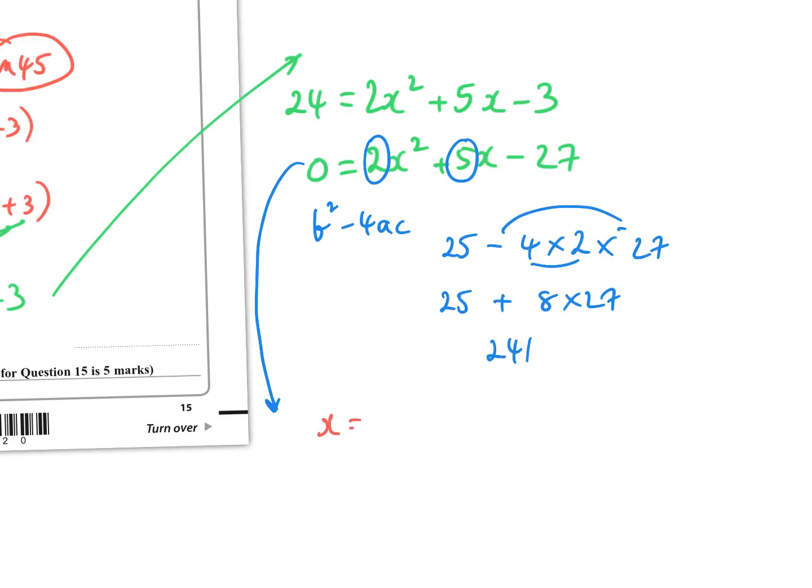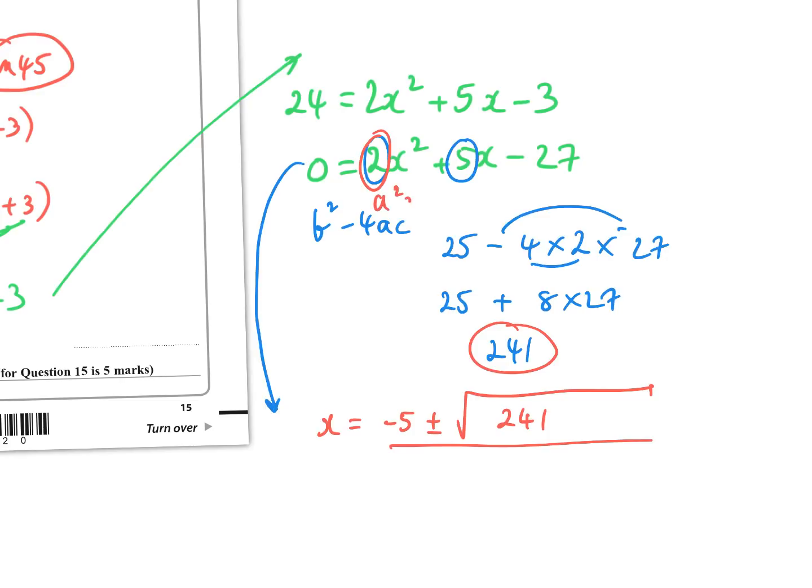So x is going to be minus b plus or minus the square root of b squared minus 4ac, well luckily we've already got the b squared minus 4ac, over 2a, 2 times 2. This is the a part, because don't forget it's ax squared plus bx plus c we're looking for, and that's where it comes from when we solve that equal to 0. So minus b plus or minus the square root of b squared minus 4ac all over 2a.